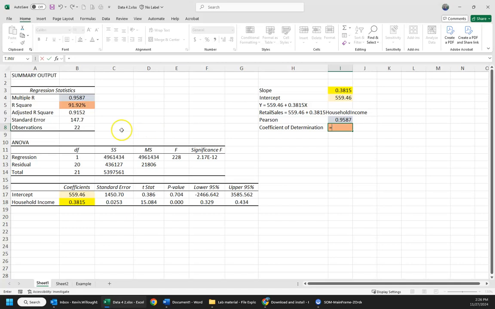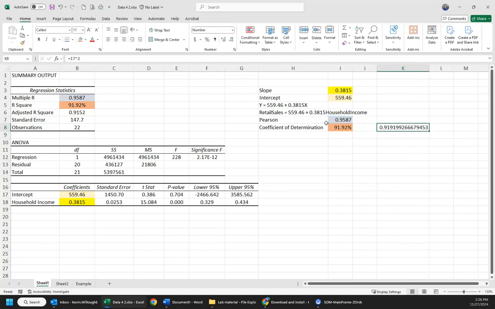Remember that the coefficient of determination is Pearson squared, and we can see that if we were to go to a different spot, type equals, click on Pearson, and square that value, make it into a percentage, we get that same value. So that's how we find the coefficient of determination.